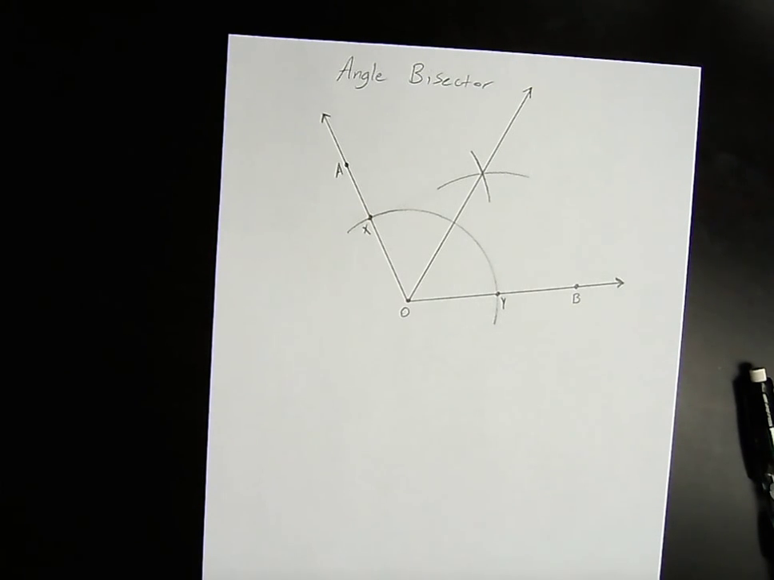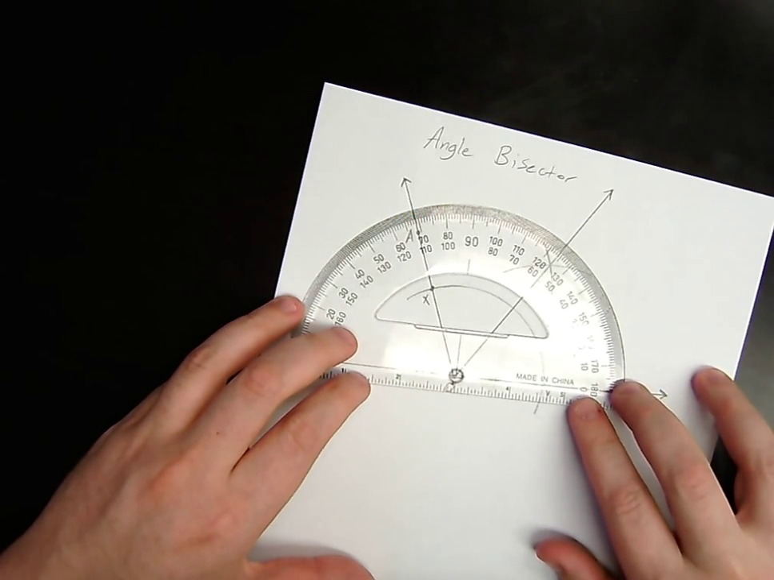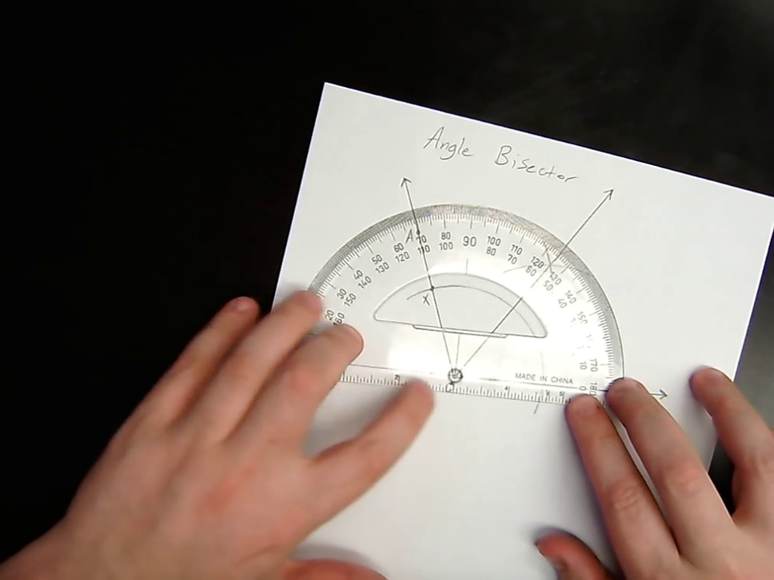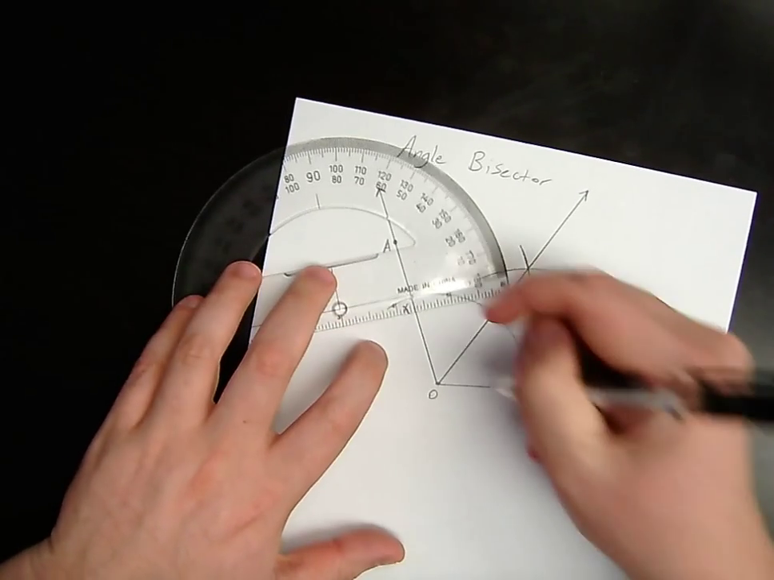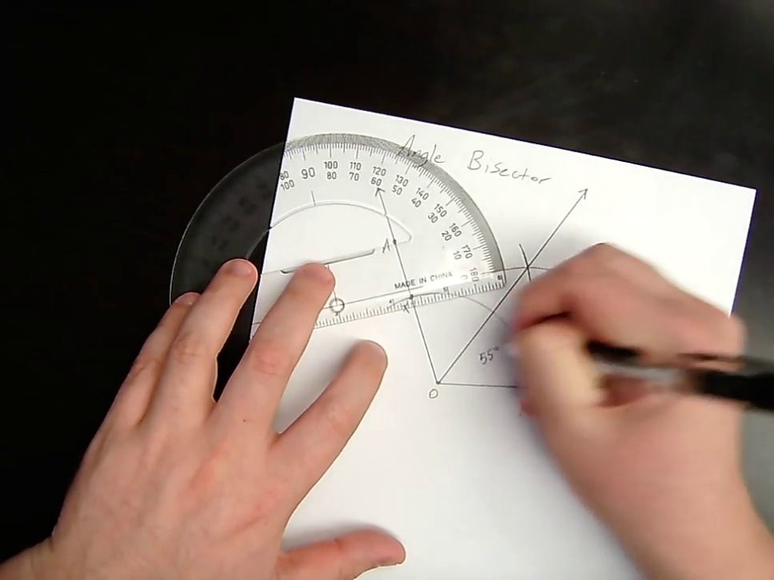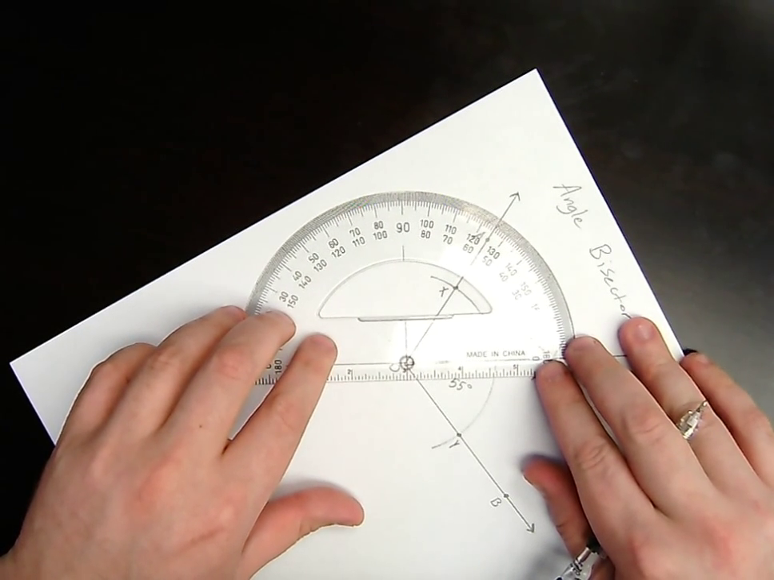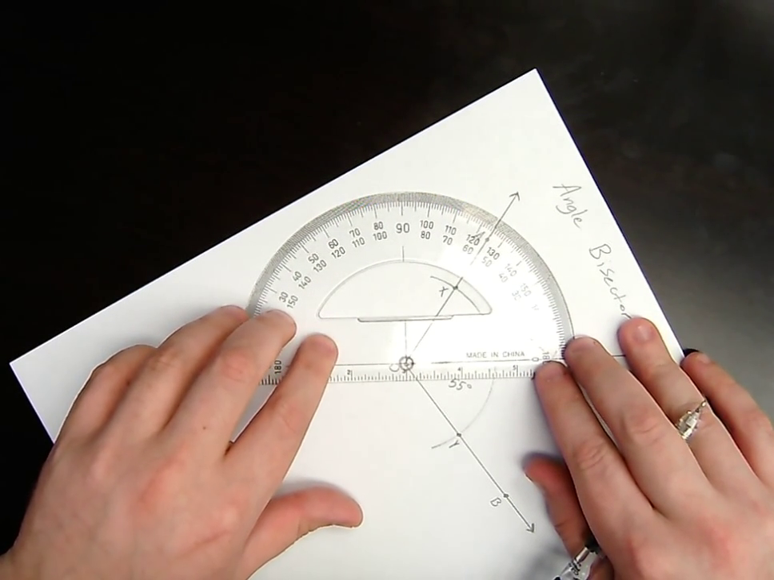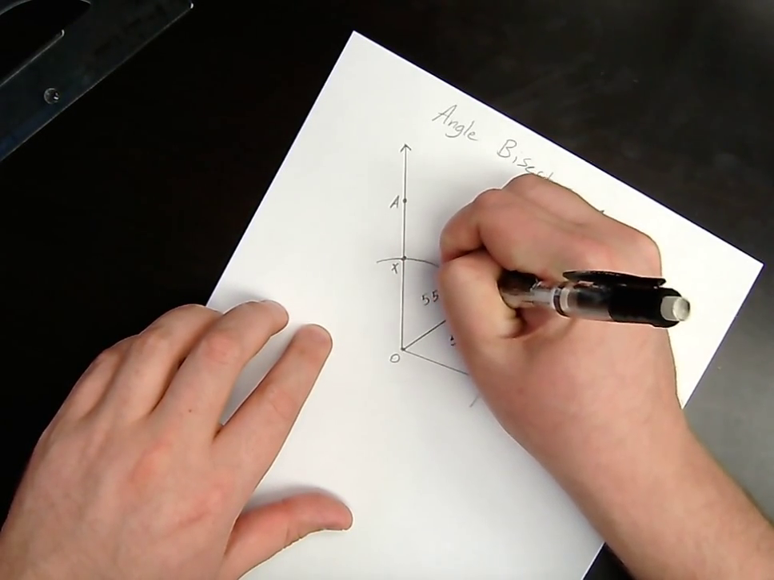Now, this construction's a little bit new and a little bit more challenging than some of the earlier ones, so I'm actually going to verify that I did this correctly. Let's take a look with the protractor. So the protractor says the bottom one is almost exactly 55 degrees. So I'm going to write 55 down here. And now let's look at the top angle. Line it up, and if you can see, yeah, it's almost 55 degrees again. So I did a pretty good job with this construction.